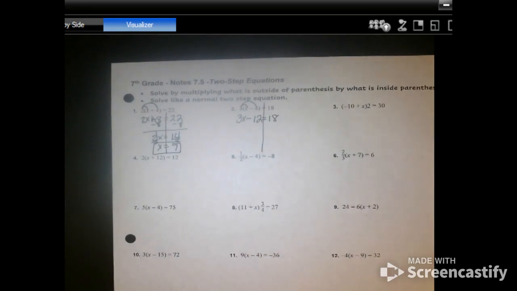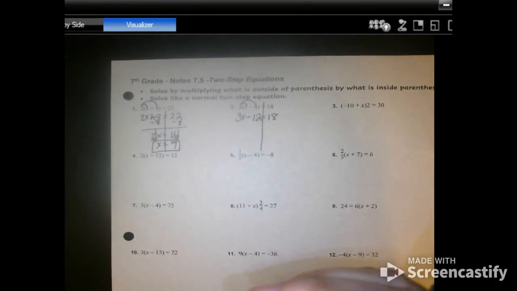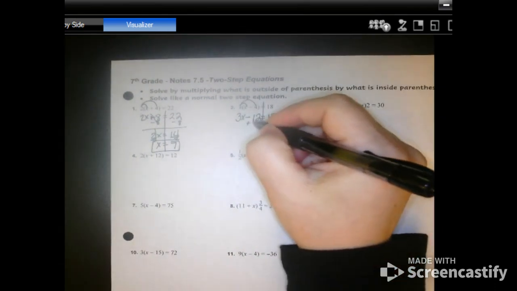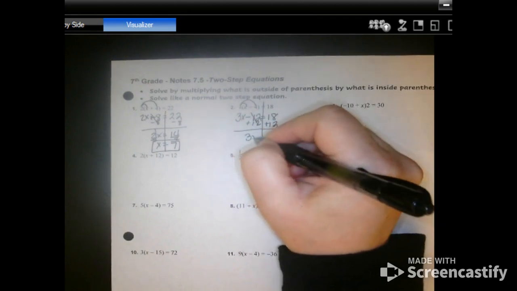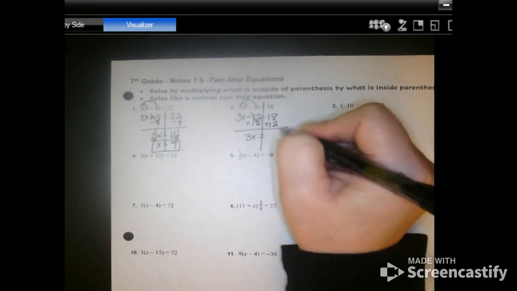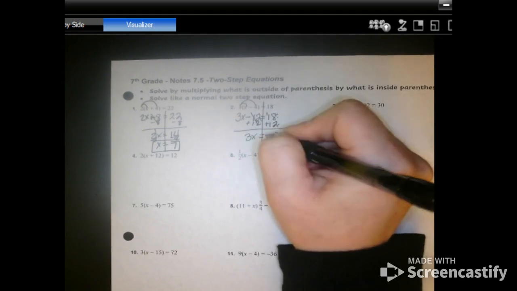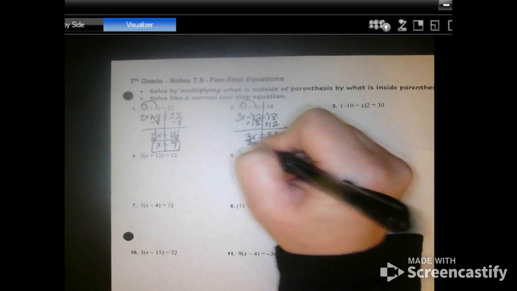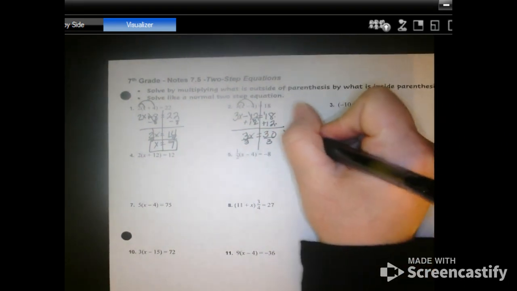Which number do I use first? The number that's not with the variable. So what is the opposite of subtracting 12? Adding 12. So 3x is equal to what? 8 plus 2 is 10... 30. Okay, 30. So I divide by 3. x is equal to 10.